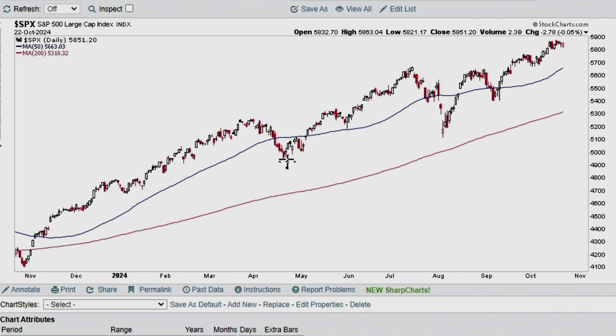Another good example was back in April. We broke the 50-day, rallied to it, failed, turned back down, right? And so there were certainly reasons for concern here. And then the market rallied, got back above it.